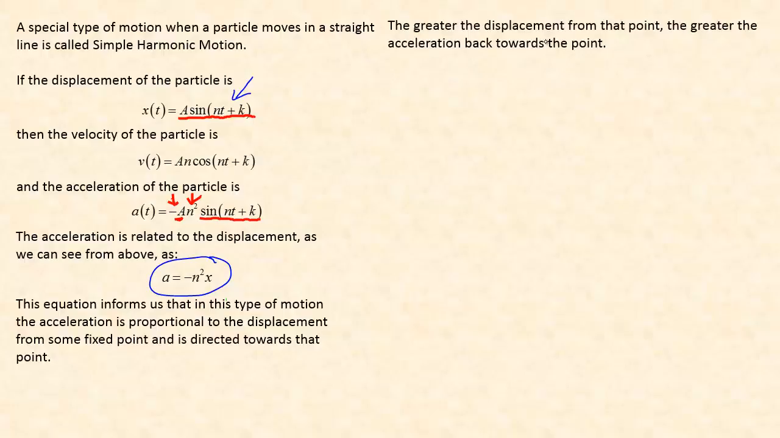The greater the displacement from that point, the greater the acceleration back towards the point. We can see that as x increases, the acceleration is going to increase. Remember, the n would be a constant. Such motion is said to be SHM.